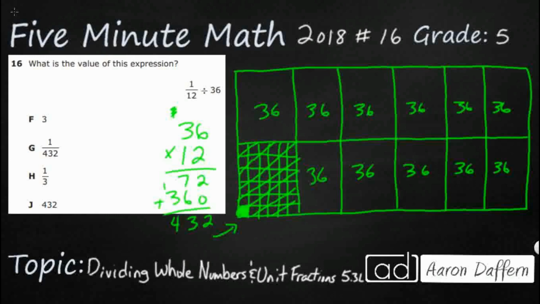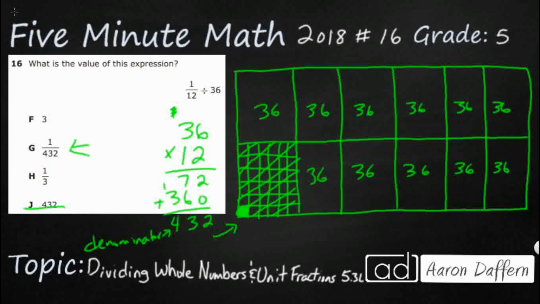And there we go. There's my 432. Now, my answer is not going to be J, even though that's the number I just came up with. Remember, this was a fraction, and I took 1. I was just trying to find the denominator. That's all this is right here, is the denominator. It is 432. So my answer is going to be G.